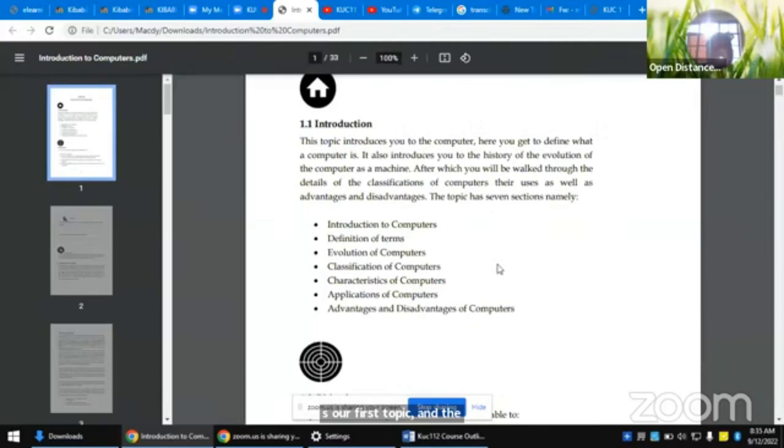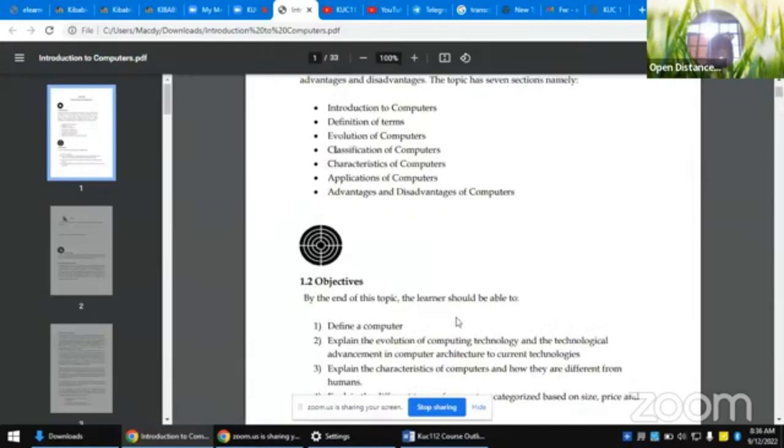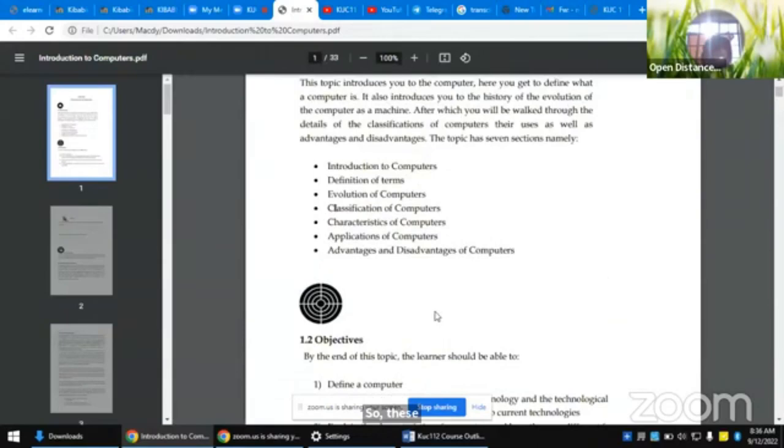Here you get to define what a computer is. It also introduces you to the history of the evolution of computers as a machine, after which you will be walked through the details of the classification of computers, their uses, as well as advantages and disadvantages. The topic has seven sections. For this particular topic, we are going to have Introduction to Computers, definition of terms, evolution of computers, classification of computers, characteristics of computers, application of computers, advantages and disadvantages of computers. So these are the main things that we are going to look at in this particular topic.